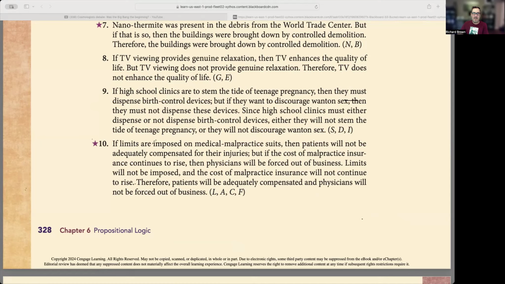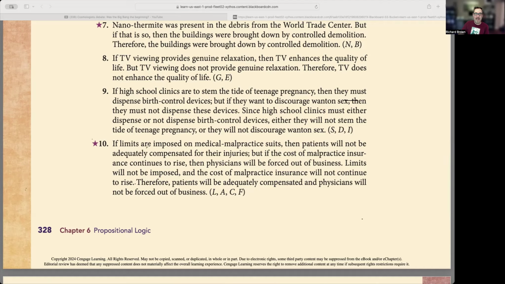So let's see here. If limits are imposed on medical malpractice suits, then patients will not be adequately compensated for their injuries; but if the cost of malpractice insurance continues to rise, then physicians will be forced out of business. Limits will not be imposed, and the cost of malpractice insurance will not continue to rise. Therefore, patients will be adequately compensated and physicians will not be forced out of business.